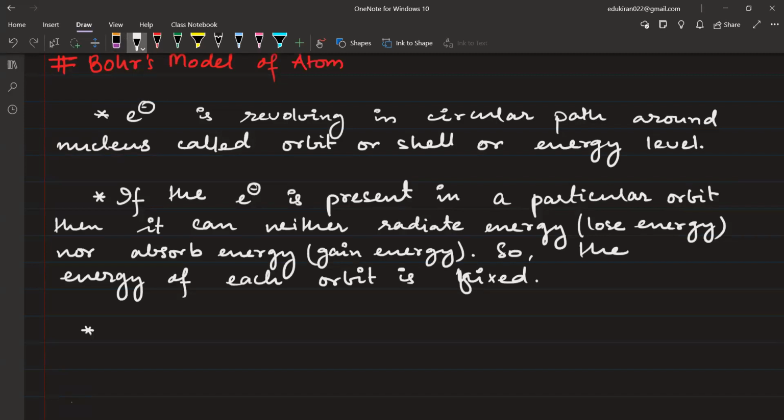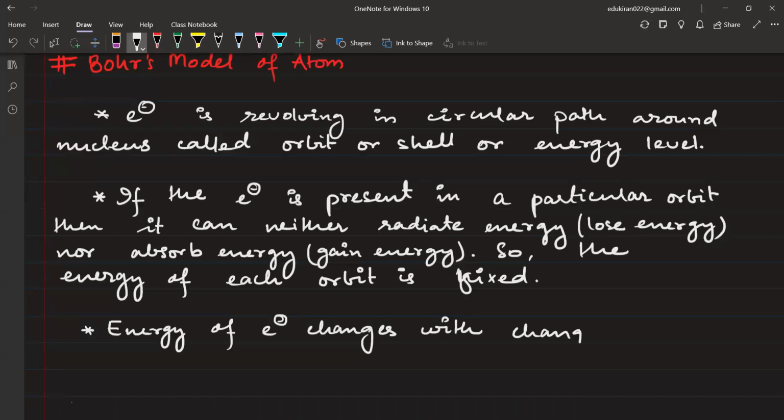Right, next. Energy of electron changes with change in its orbit.